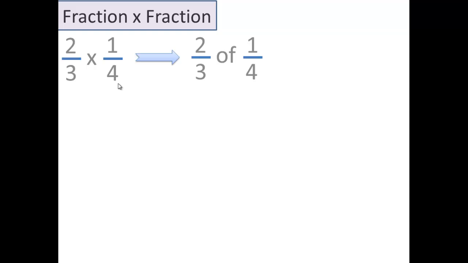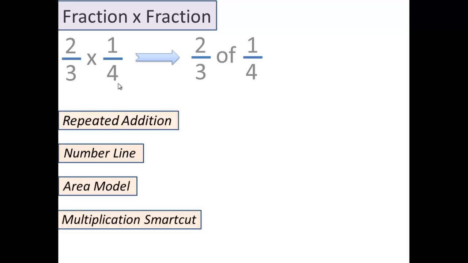And we've seen multiplication problems before, and we've usually had 4 strategies to solve them. And they look like that: repeated addition, the number line, area model, and the multiplication smart cut. Now, the thing about repeated addition is it only works when you're multiplying by a whole number. And in this case, it's a fraction times a fraction. So unfortunately, one of your favorite strategies, repeated addition, isn't going to work.